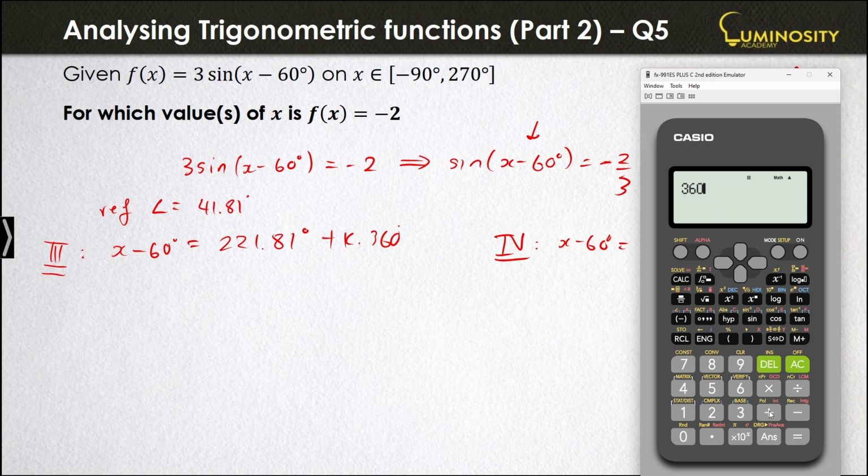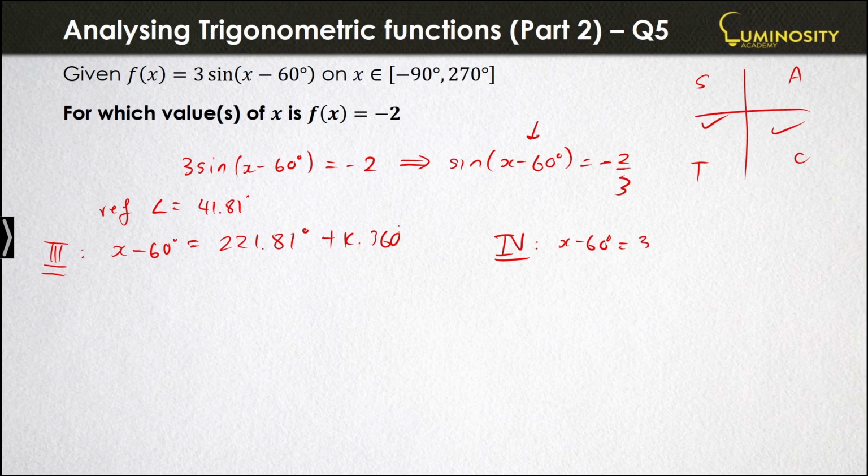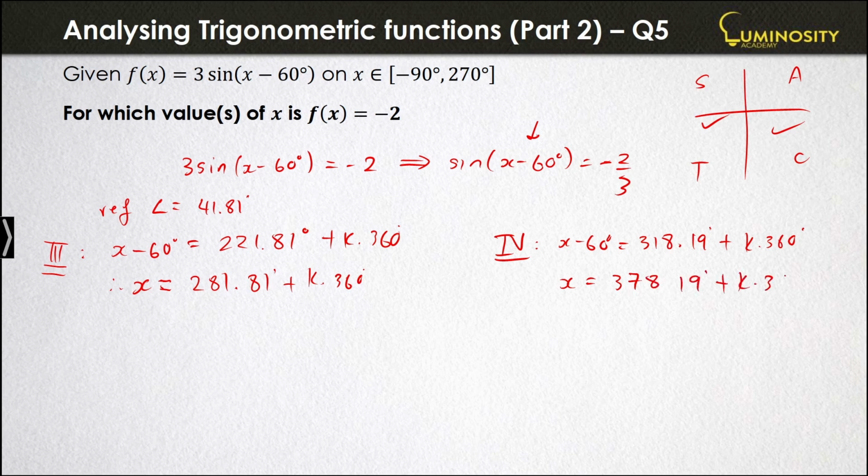Okay, so let's put 360 minus the reference, and we get 318.19. Alright, so now we solve for x, so we add 60 on both sides, so that's going to give you 281.81 degrees plus k times 360, and this one's going to give you 378.19 degrees.